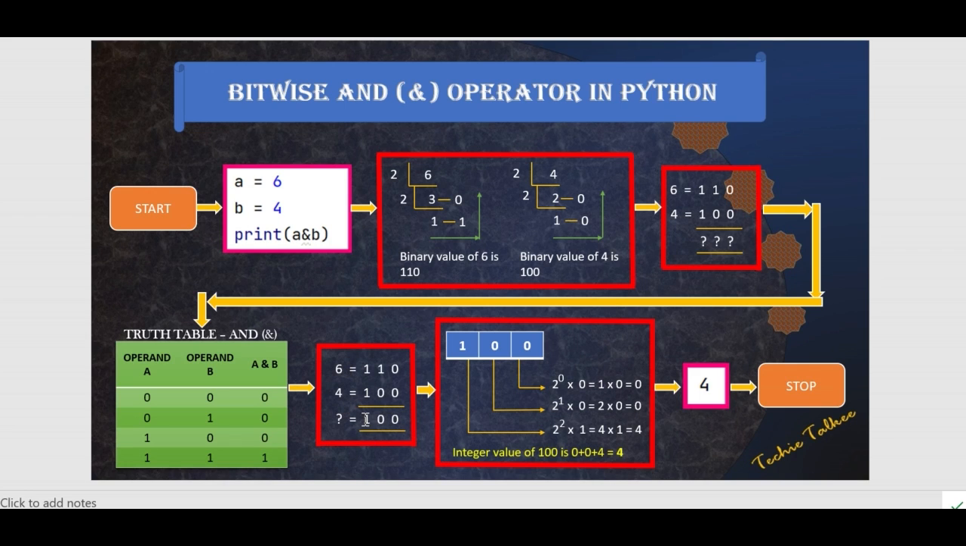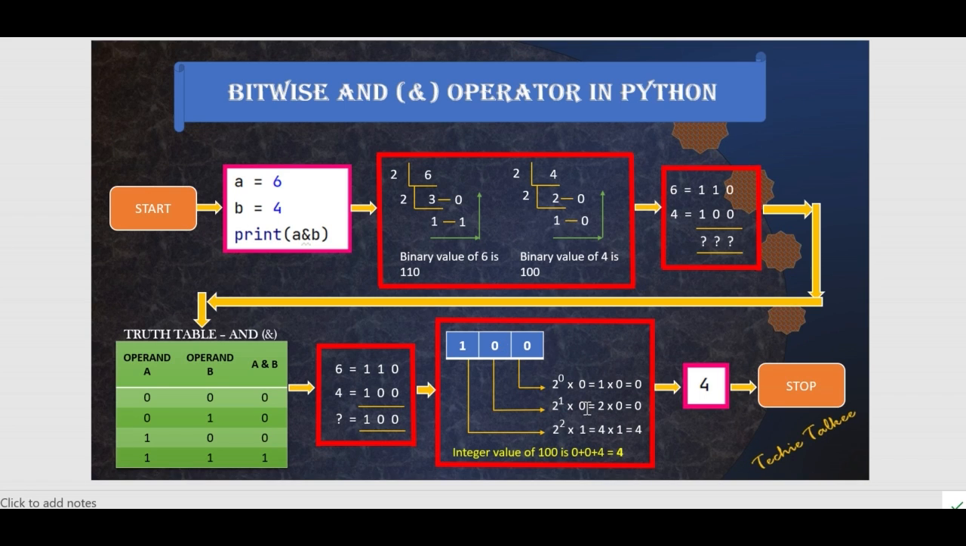So next I need to convert this binary value back to an integer. And how will I do it? I write down the numbers here and then multiply each of these values by 2 to the power of 0, 1 or 2. In this case, 2 power 0 is 1, into the value which is 0. So 1 into 0 is 0. The next value that I have is 0.